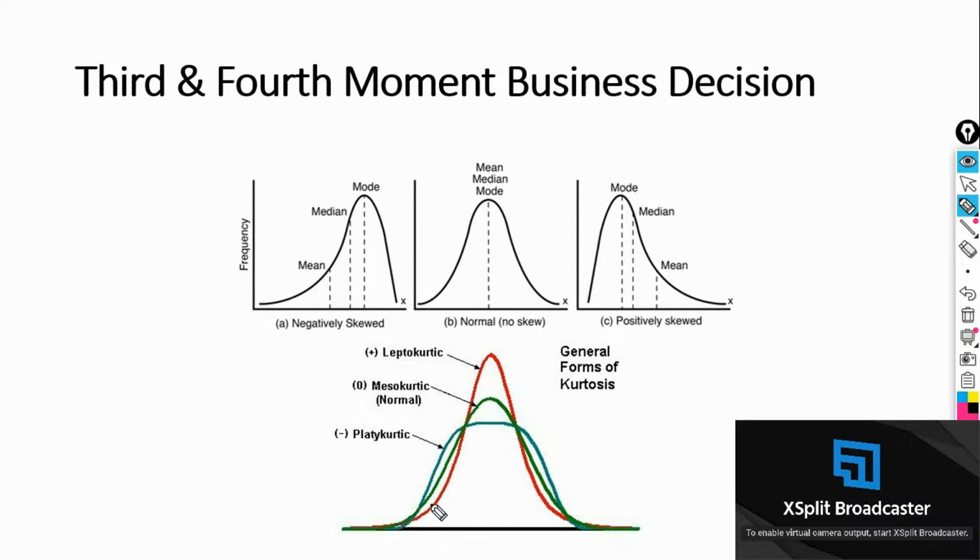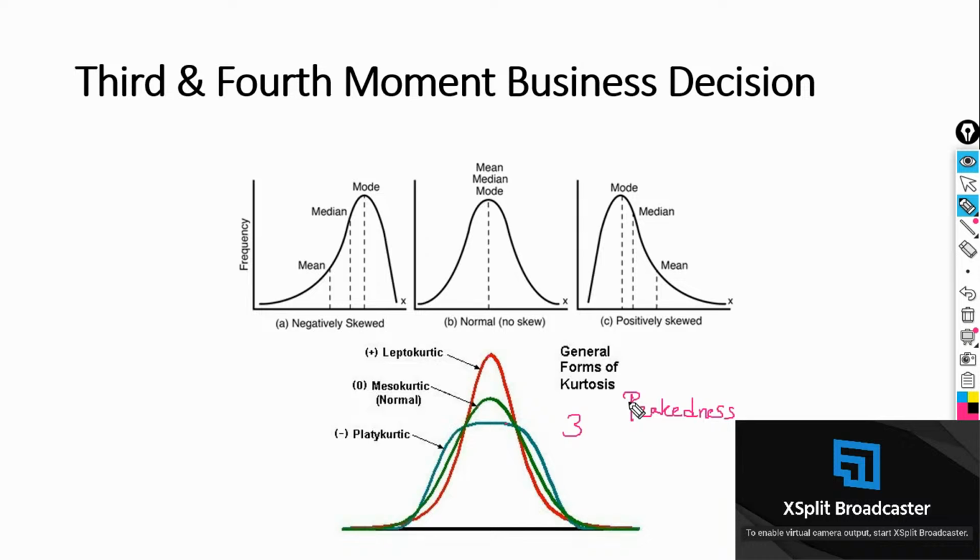Here, if you observe properly, there are in total three graphs. One, this is two, and this is three. Fourth moment talks about measure of peakedness. What is this peakedness? It's nothing but it's talking about the peak.